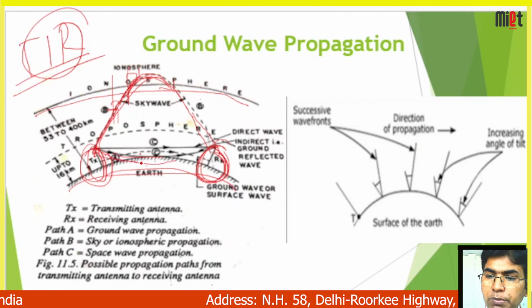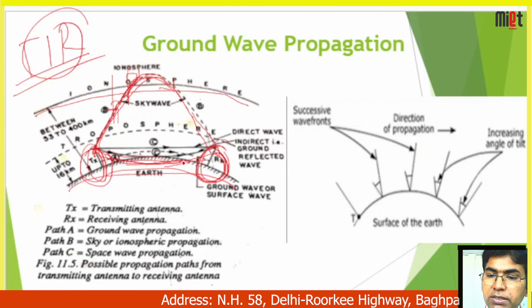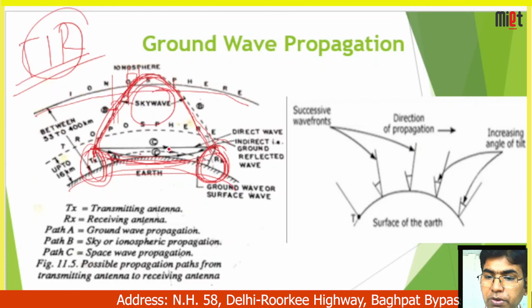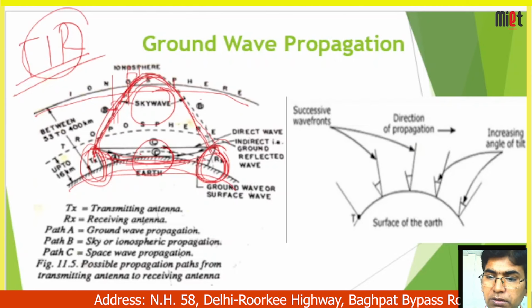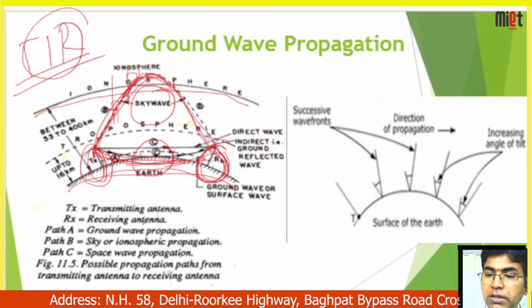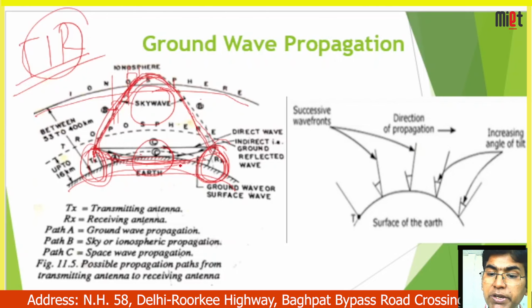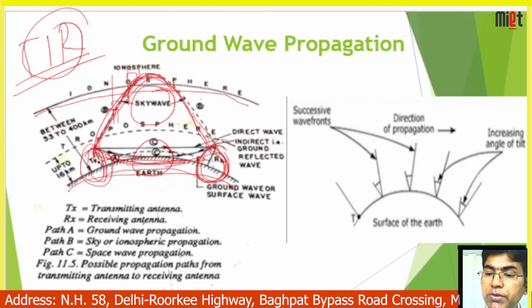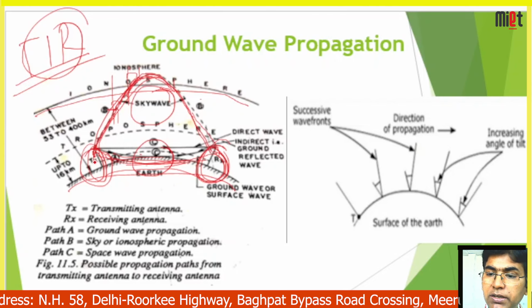This kind of propagation will be called ground wave propagation, and this kind of propagation will be called sky wave propagation. So you can see the effect of the ionosphere on the electromagnetic wave, and the effect of the earth on the electromagnetic wave. When the electromagnetic wave glides over the surface of the earth, it is called ground wave propagation.